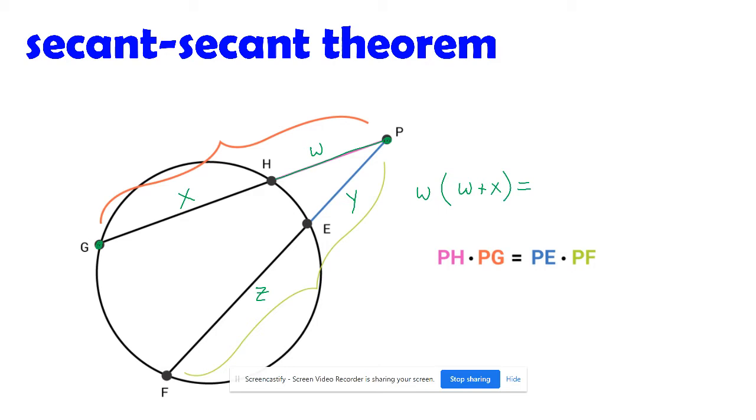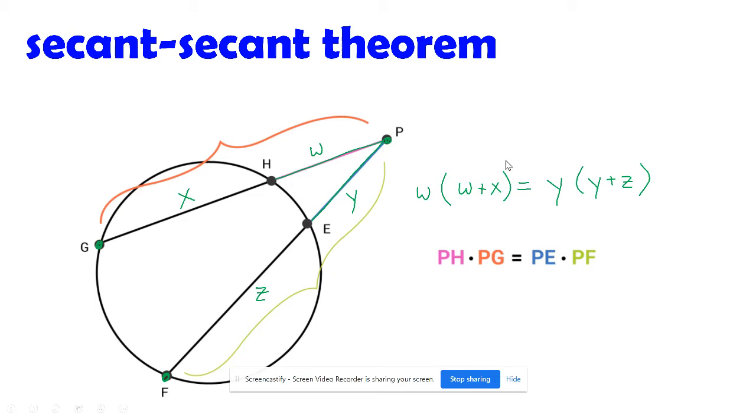equals. Then same thing with the other secant. We have PE, that's just Y. But then we do PF, that's from P all the way down here. So that's both parts, it's the Y and the Z. So it's going to be Y times the Y and the Z. So what you end up doing is you take the part that's on the outside and you multiply it by both parts of the secant added together. You do that with both secants and then you set them equal to each other. So we have W times W plus X is equal to Y times Y plus Z.